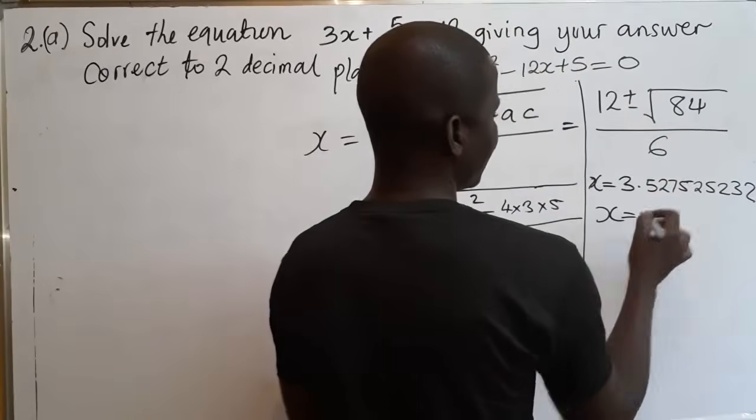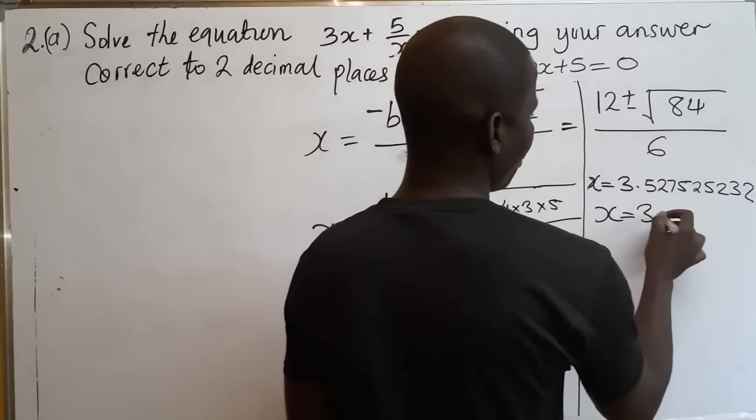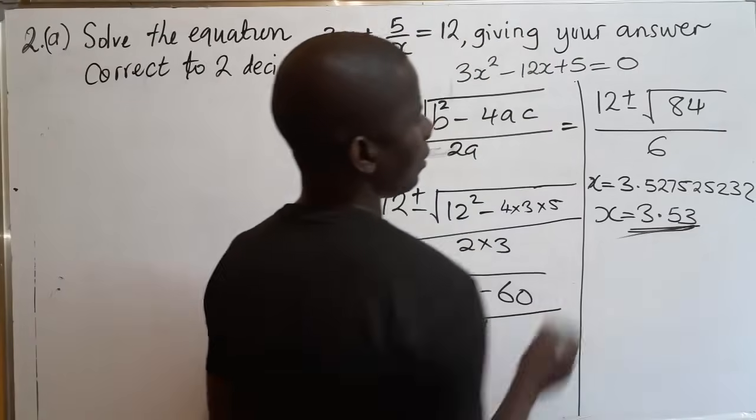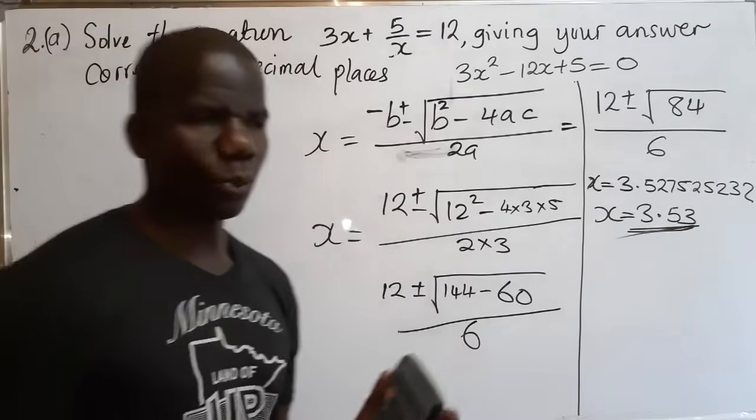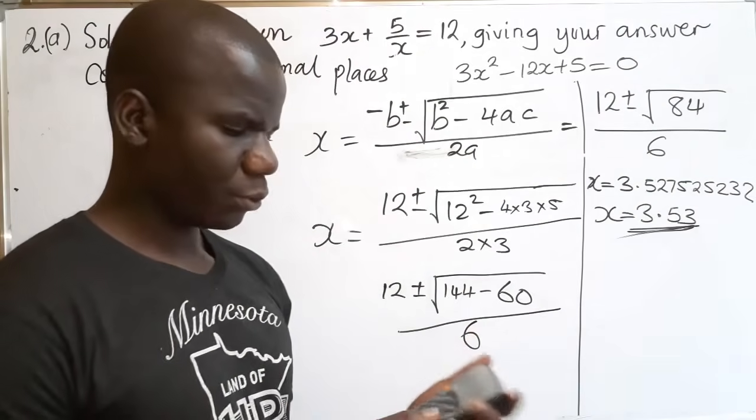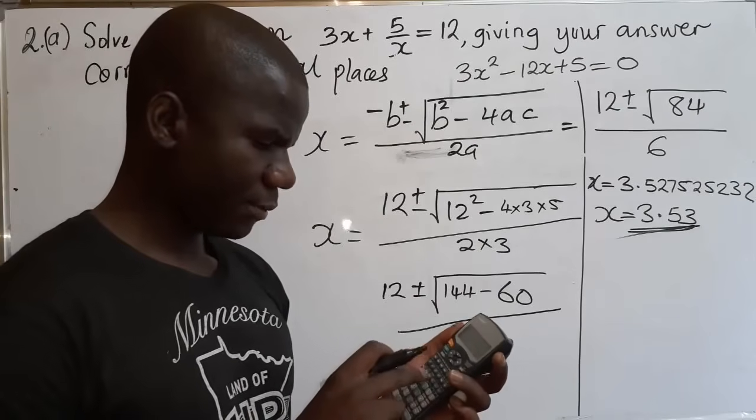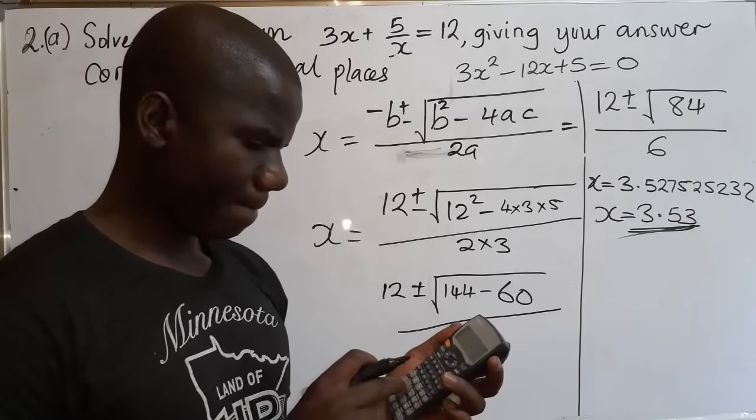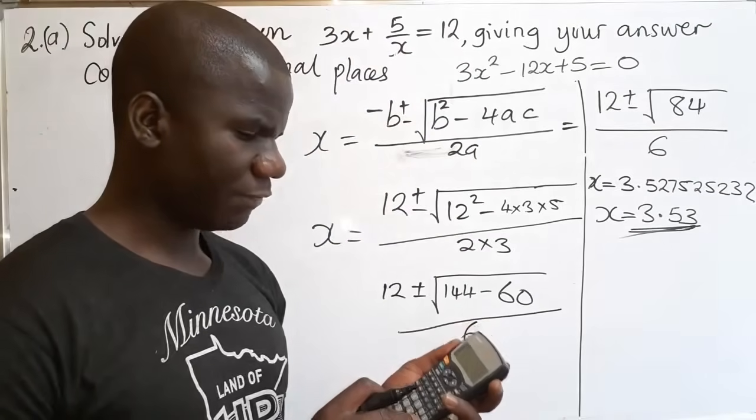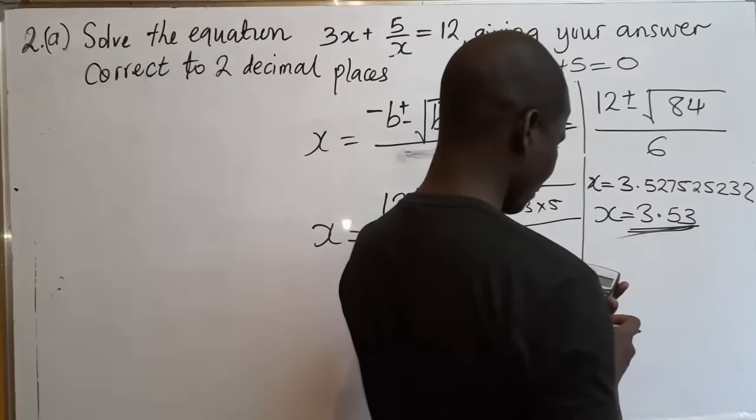So when we round this one to 2 decimal places, it will be 3.53. Okay? Then the second one, we say 12 minus the square root of 84 equals, then divided by 6 also. You also divide it by 6.